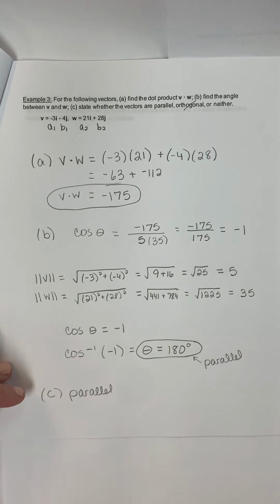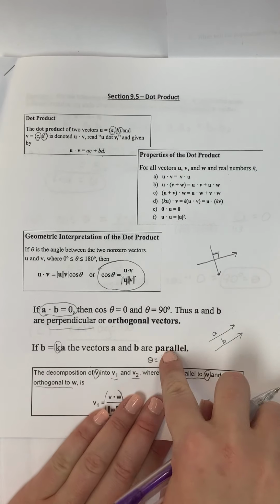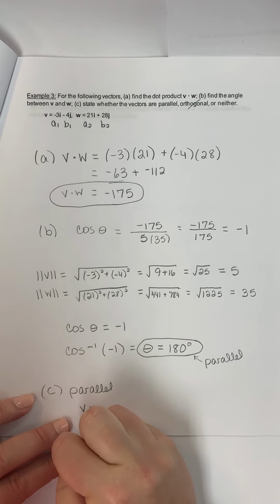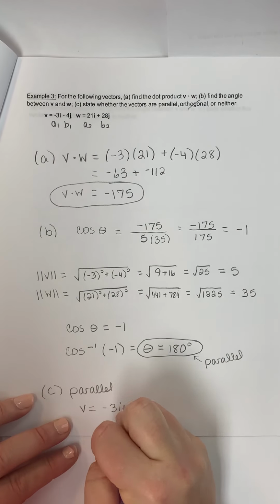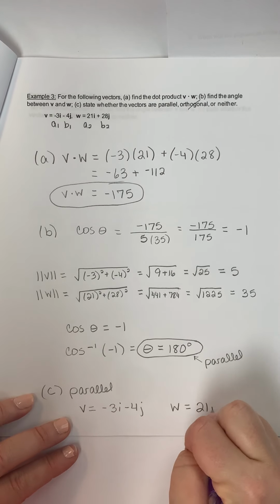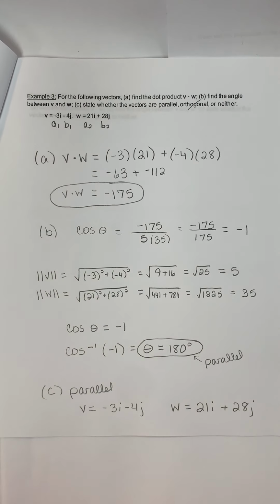Now let's look at, though, this situation that was mentioned, how you can tell if they're parallel. Let's look at that situation. If we have the vector -3i minus 4j, and we have the vector 21i plus 28j, is there a scalar or a constant that we could multiply by one of these that would give us the other vector? If there is, that's another indication that they are parallel.